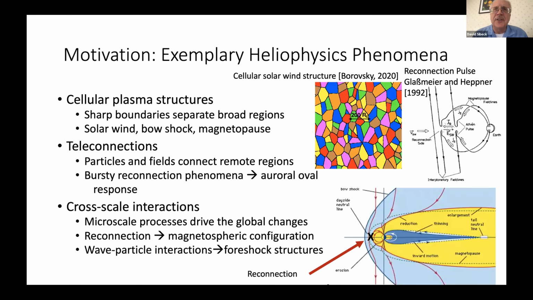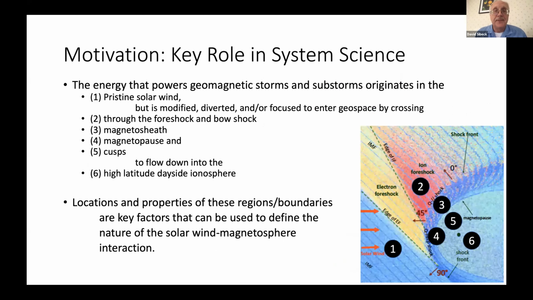Cross-scale interactions are another unique feature of our discipline. Things that happen on the tiniest of scales, on electron gyro radii, like reconnection at the subsolar magnetopause, can ultimately lead to a complete reconfiguration of the Earth's magnetosphere, placing boundary layers and plasma regimes in different places, changing the size and shape of the magnetosphere. All of these are good reasons and fascinating topics to study in dayside interactions.